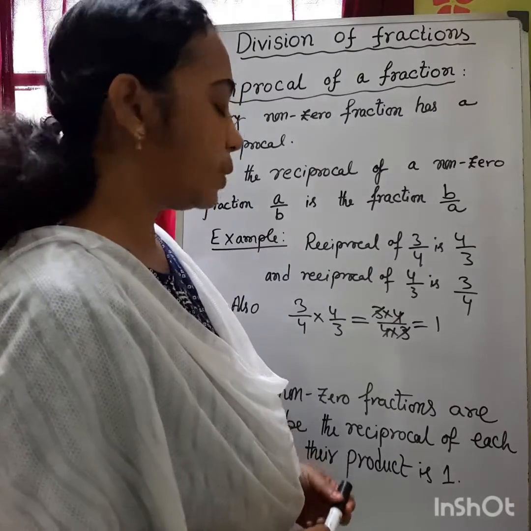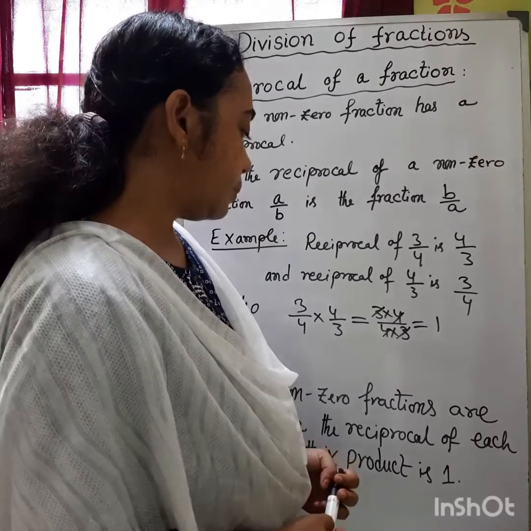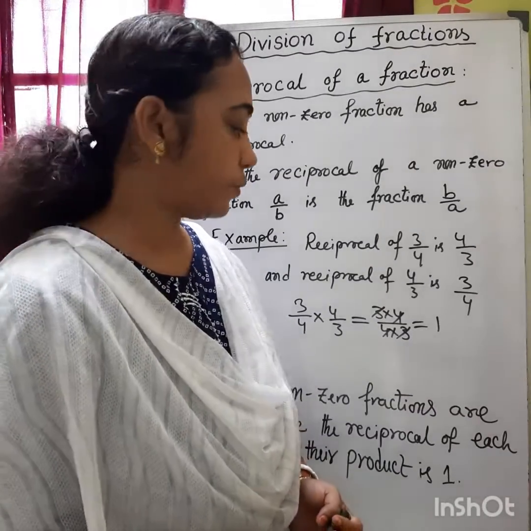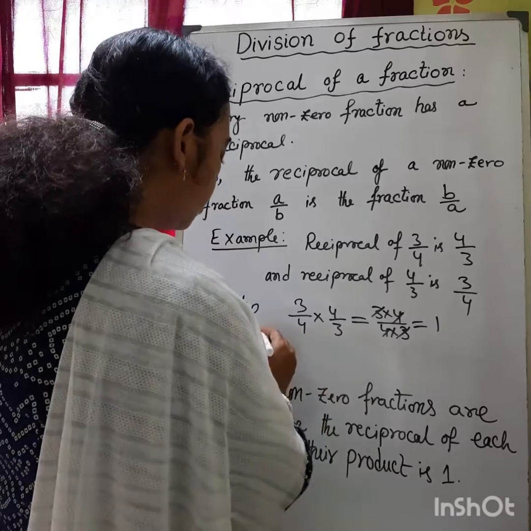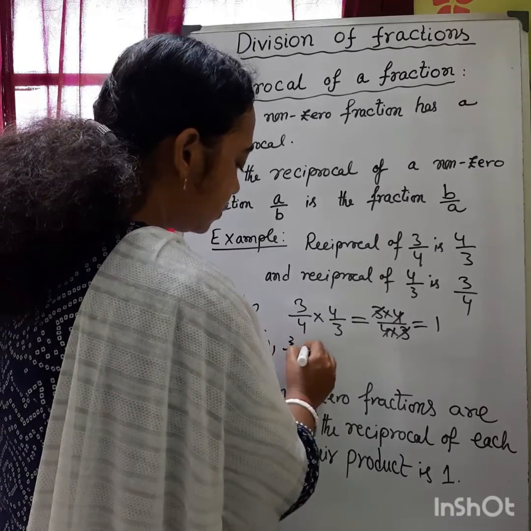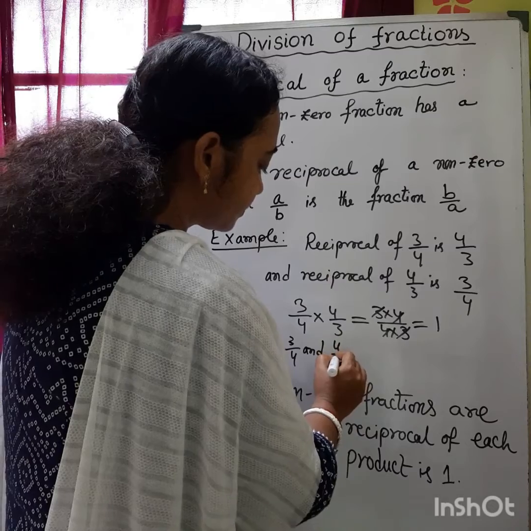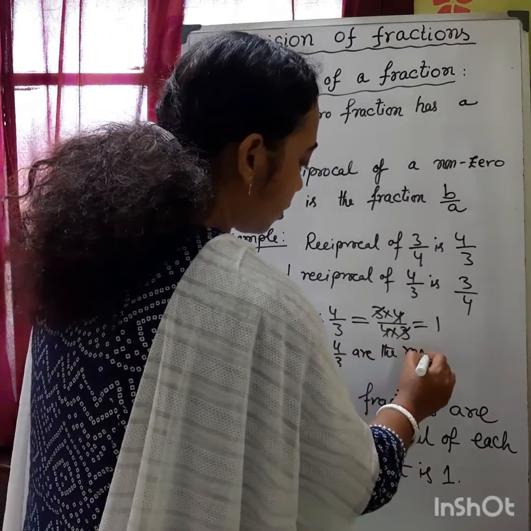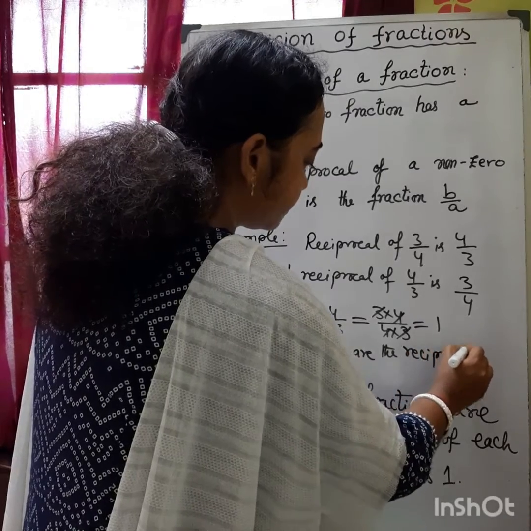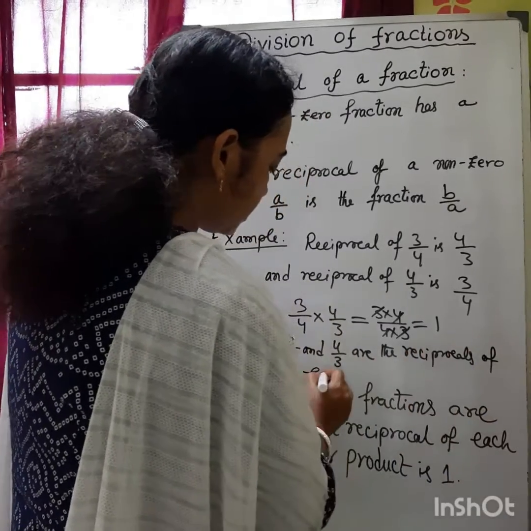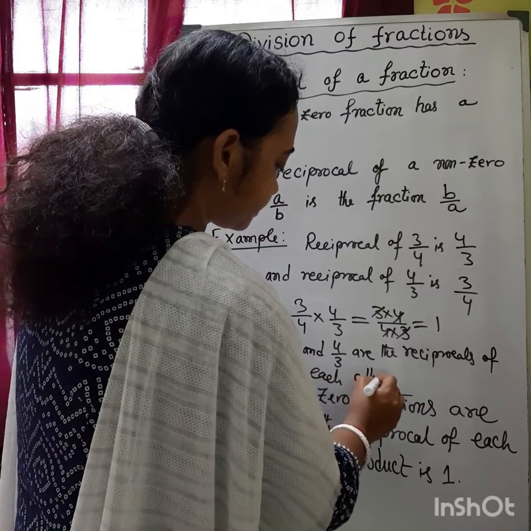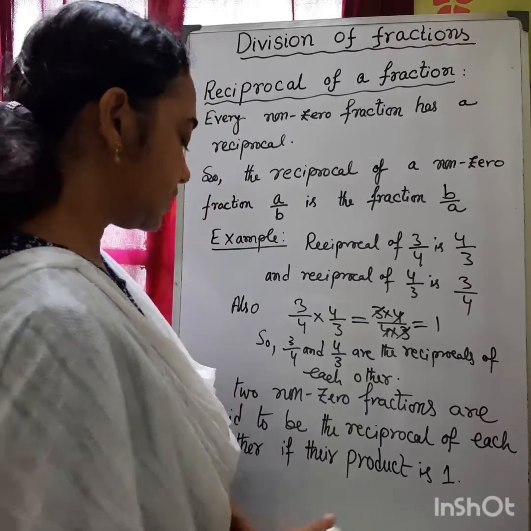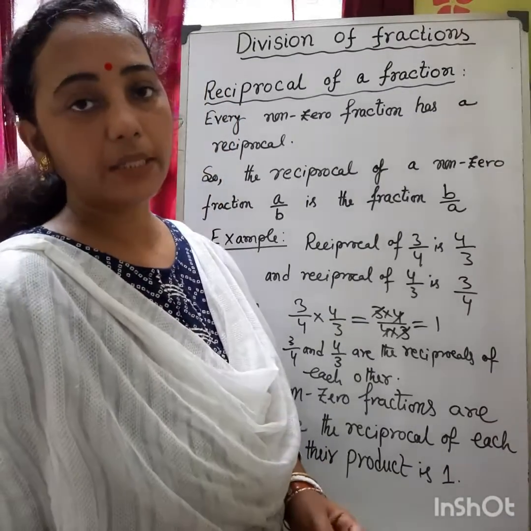So we can say that 3/4 is the reciprocal of 4/3 and 4/3 is the reciprocal of 3/4. So 3/4 and 4/3 are the reciprocals of each other. So two non-zero fractions are said to be the reciprocal of each other if their product is 1.